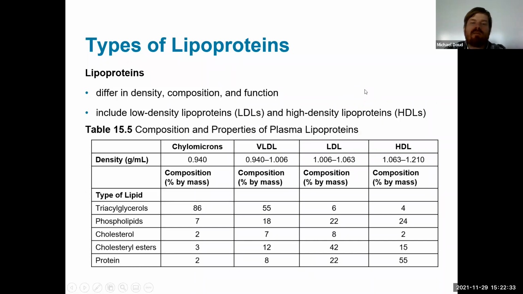Okay, so we mentioned already, we have low density lipoproteins, high density lipoproteins. These are just some examples of the lipoproteins. You have chylomicrons, very low density lipoproteins, and high density lipoproteins. And this just gives you an example of the breakdown. So the densities here go from low to high. At the lowest densities, we have a high number of triacylglycerols, compared to at the high density, we have very little triacylglycerol and much more protein.